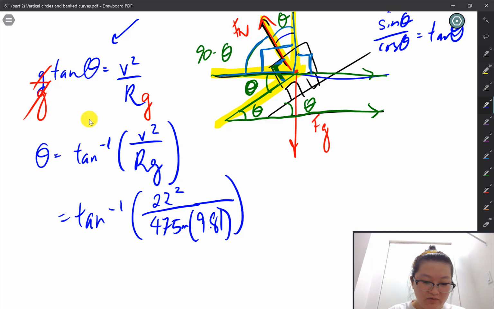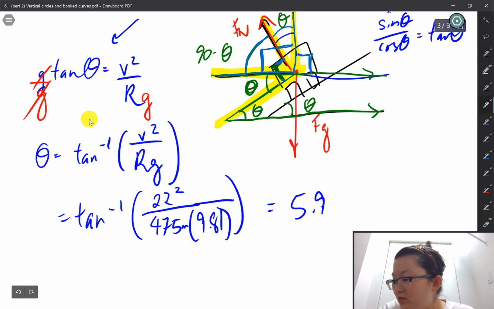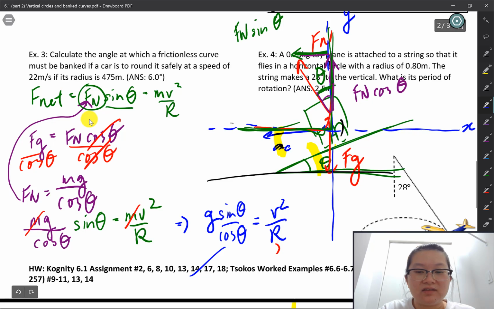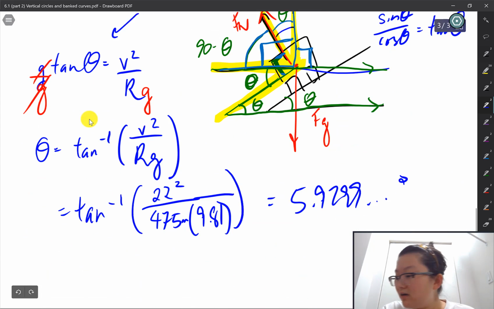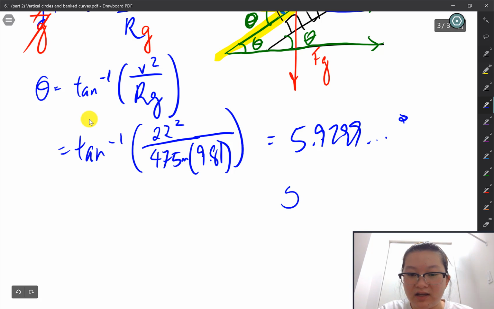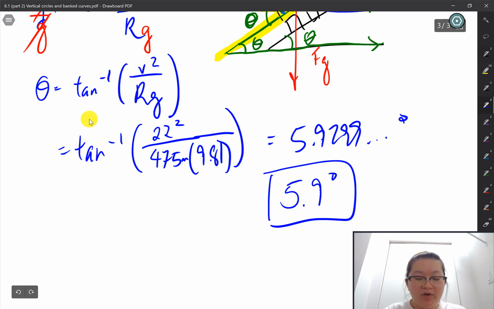tan. Don't forget, you want your calculator to be in degree mode. And I get 5.9299 degrees. How many sig figs do we need in this one? There's about 2 sig figs. Okay, so somehow I got 5.9 degrees, not exactly 6. So the banked curve needs to be 5.9 degrees.